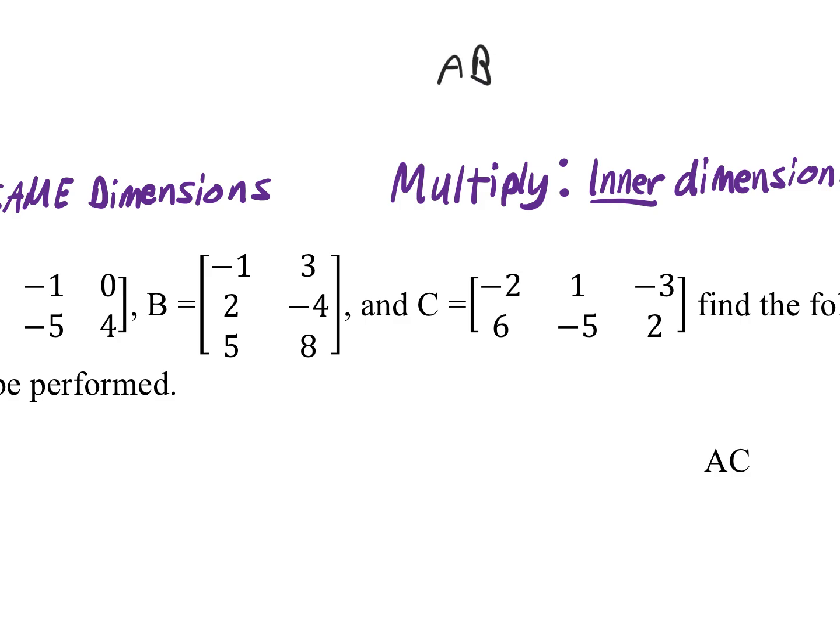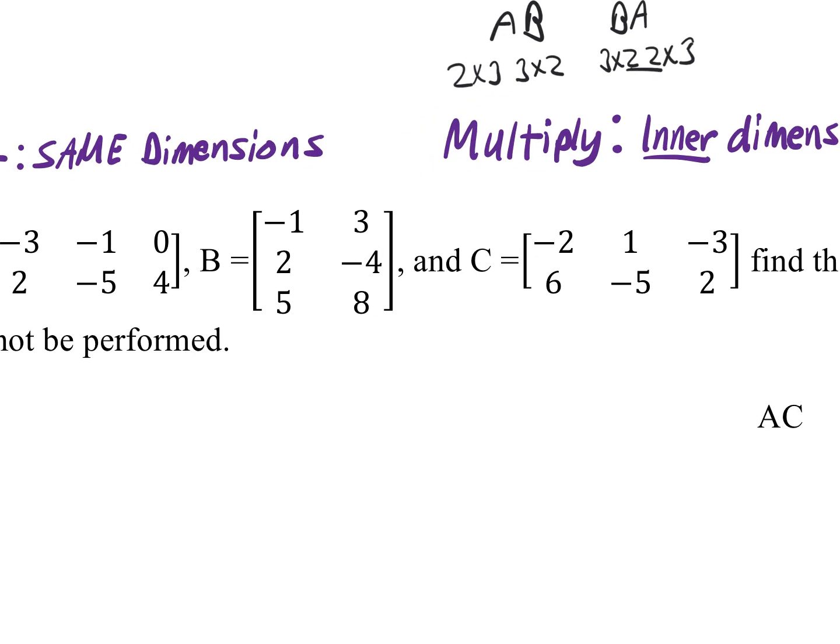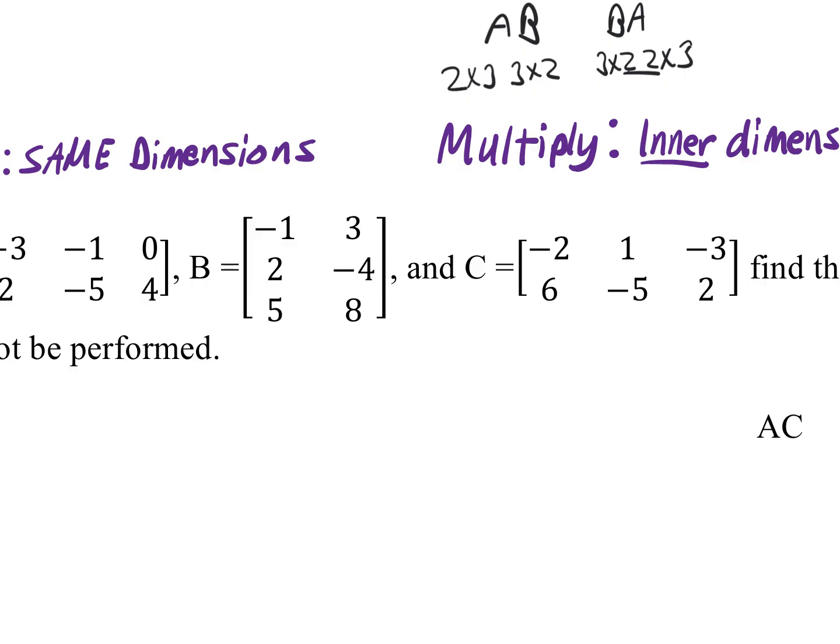All right, so you can do A and B because A is a 2 by 3 and B is a 3 by 2. You can also do B times A, right? Because the other way around is true, right? 3 by 2 and then a 2 by 3. These inner numbers are the same, so you can multiply them. What can you not multiply? A and C, right? Because A is a 2 by 3 and C is also a 2 by 3. The inner numbers do not match, so you cannot multiply those.